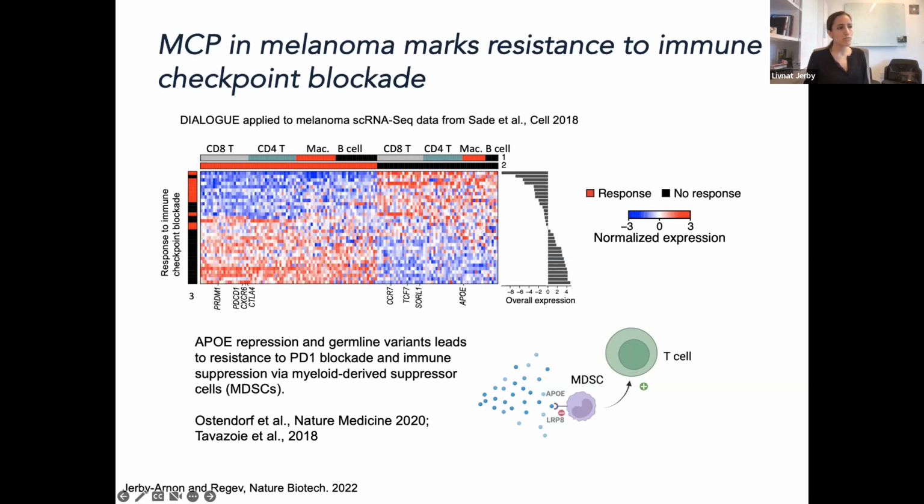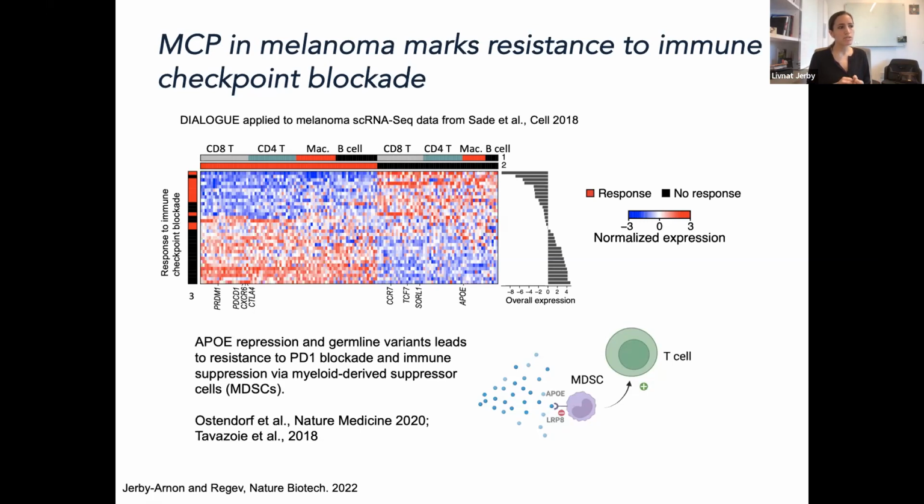When we applied it to melanoma tumors, we found a multicellular program across CD8 and CD4 T cells, macrophages, and B cells. Here we're showing this as a heat map where each row corresponds to a different sample from a different patient, and the different columns correspond to different genes from different cell types, which are part of this MCP. What this captured was a multicellular program that links T cell exhaustion and macrophage polarization, as well as the repression of ApoE.